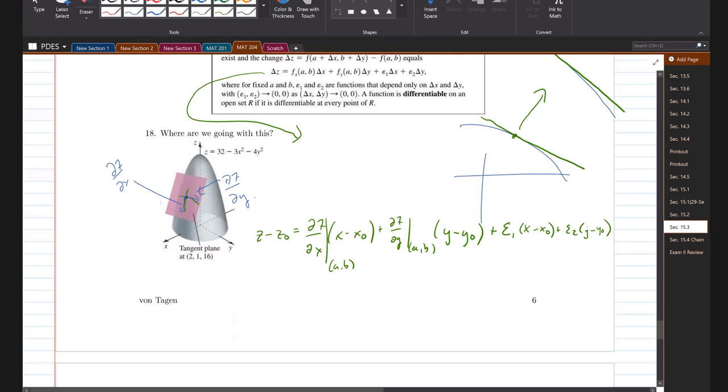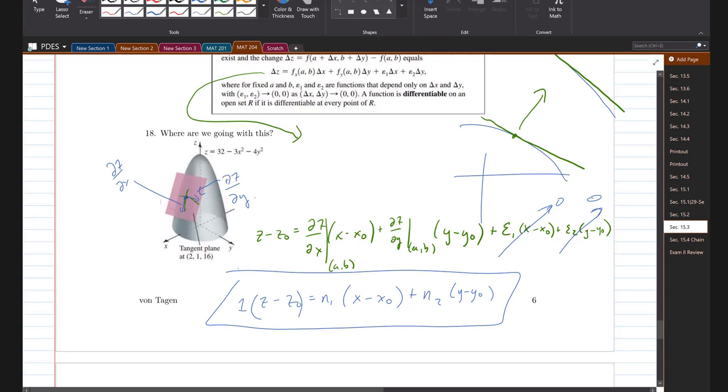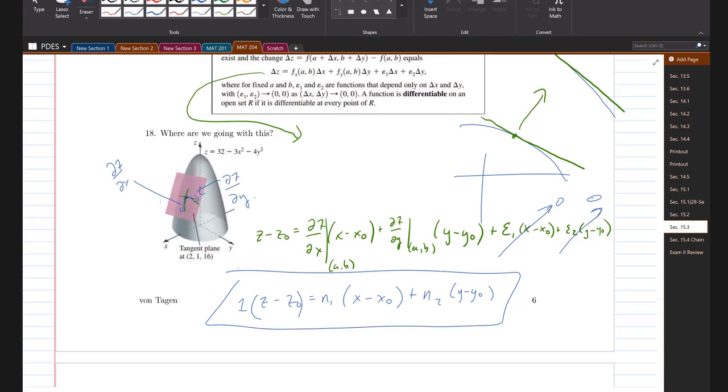But to be differentiable means that these two terms go to 0. And although it may not look like it, this is enough. So I can rewrite this as z minus z naught is equal to, let's not use a because I've got (a, b), let's call it n1 times x minus x naught plus n2 times y minus y naught, and there's an understood 1 in front of z. What's that the equation of, folks? Not a line. A plane. Yes, it's the equation of a plane.